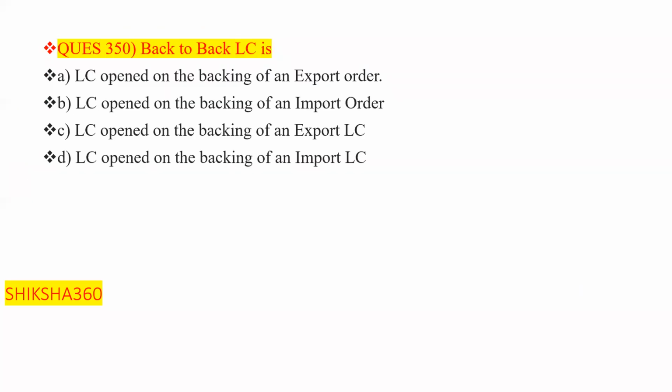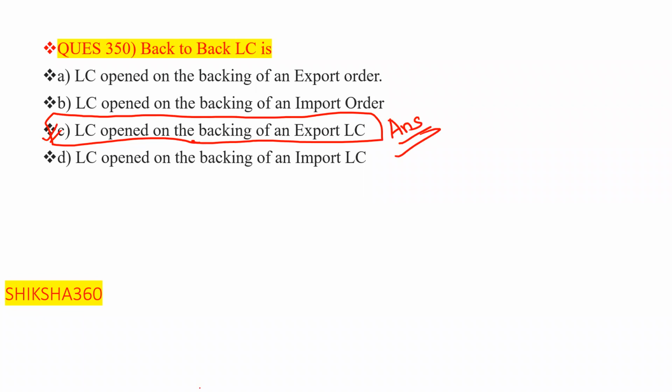Now move to the next question, question number 350. Back-to-back LCs. First option: LC opened on the backing of an export order. Second: LC opened on the backing of an import order. Third: LC opened on the backing of an export LC. Fourth: LC opened on the backing of an import LC. So what is the correct answer? A back-to-back LC is an LC opened on the backing of an export LC. So option C is the correct answer here.